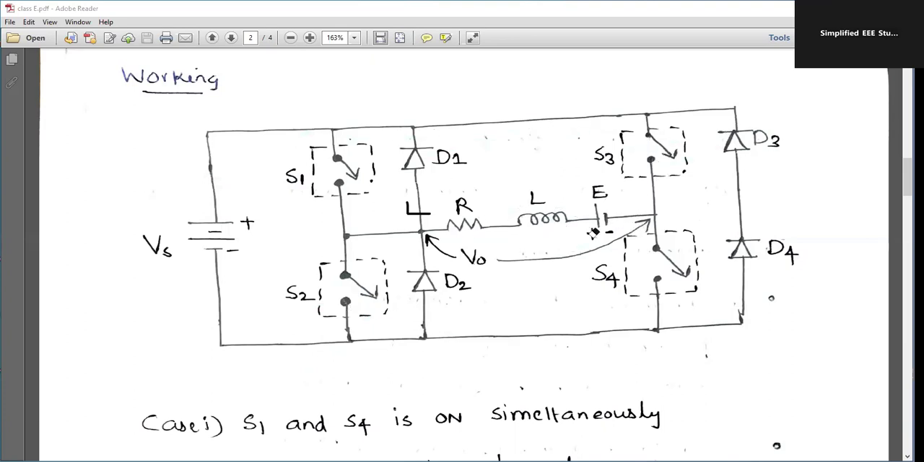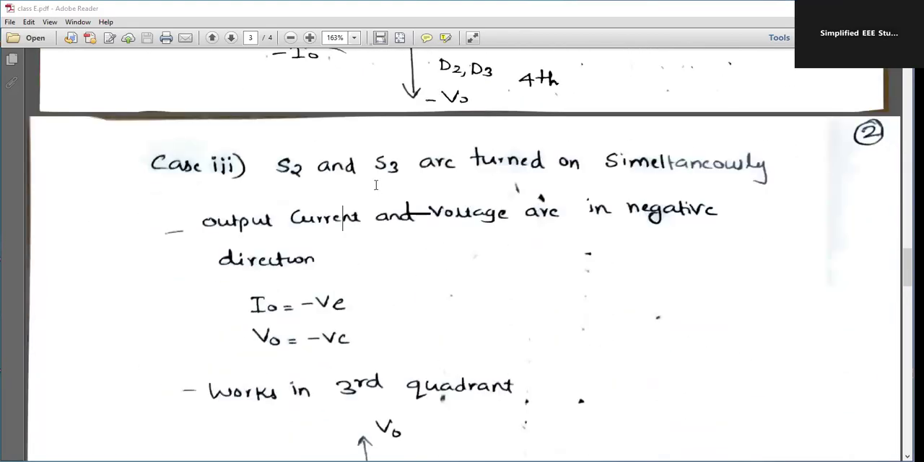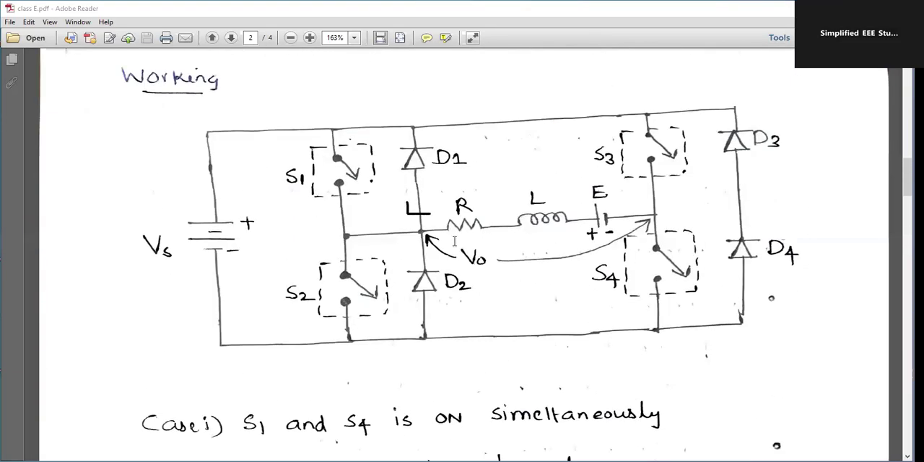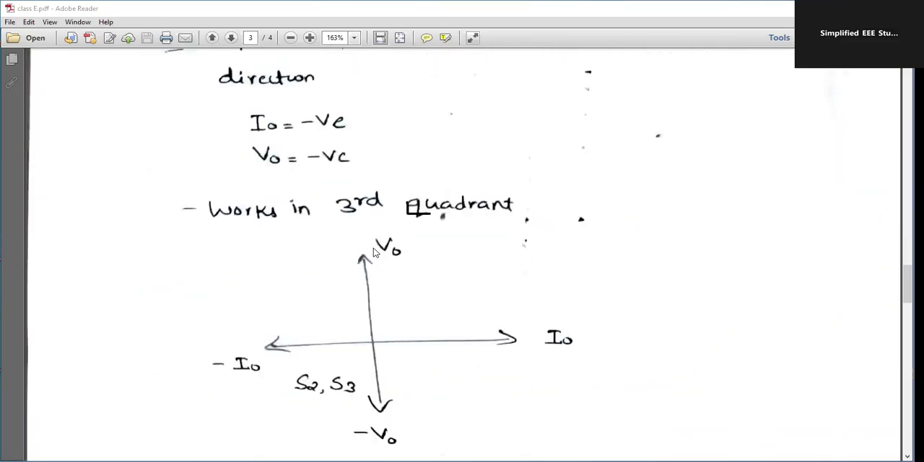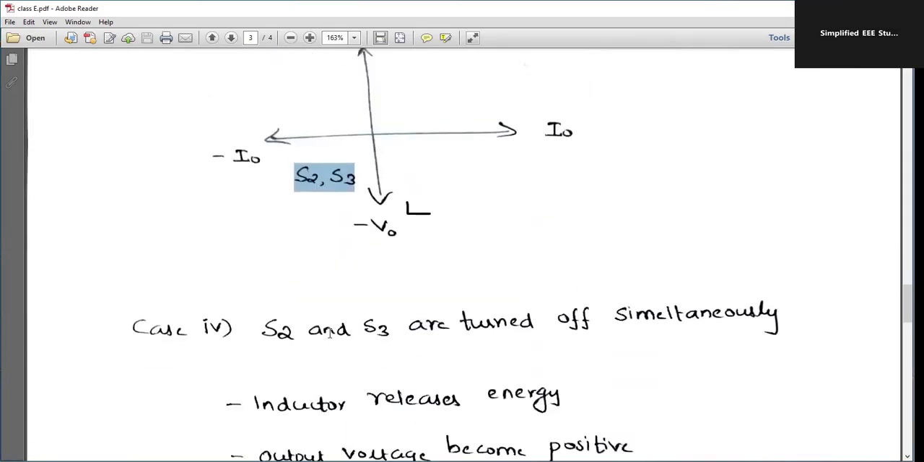Now I wanted to explain what changes are happening in the circuit diagram. Here, with S2 and S3 on simultaneously, output current and voltage are both negative. See, output voltage and current are both in the negative direction, because the polarity will be in the reverse direction. The output voltage is also inverted. V naught and I naught will be negative. So it will obviously work in the third quadrant. The third quadrant is just opposite to the first quadrant; both current and voltage are in the negative direction.